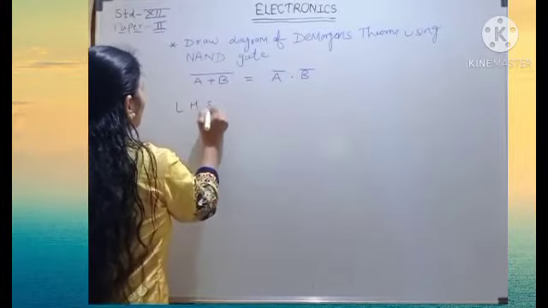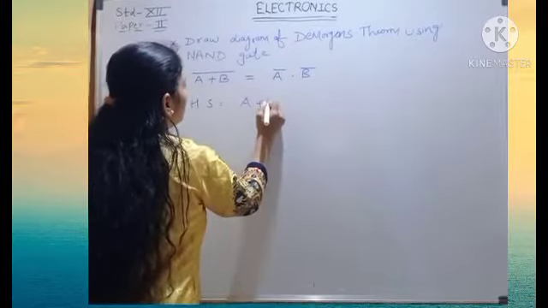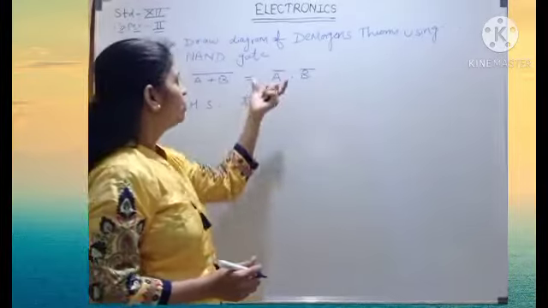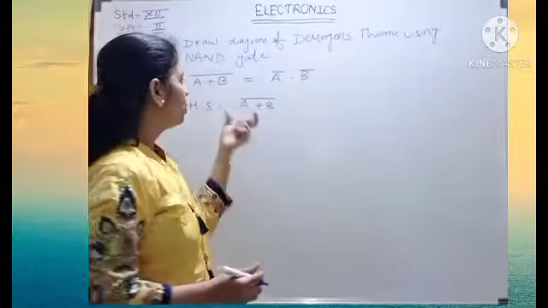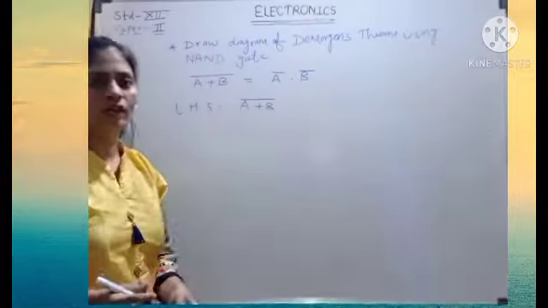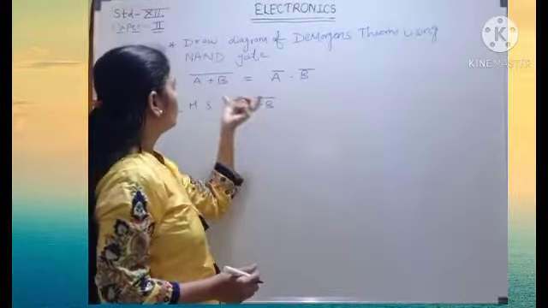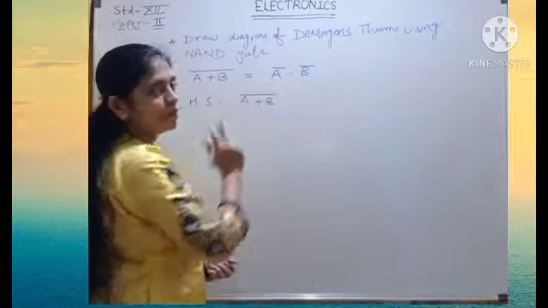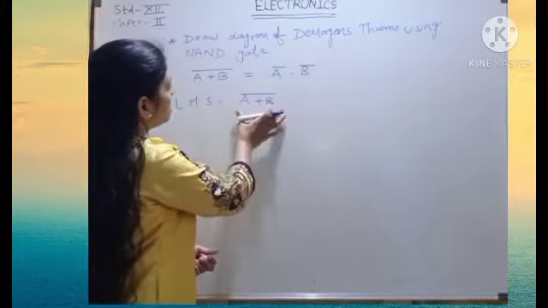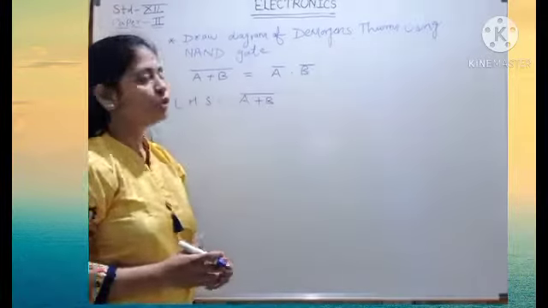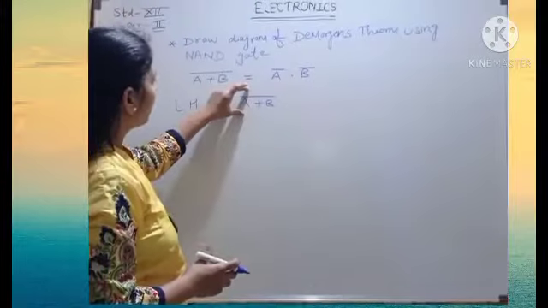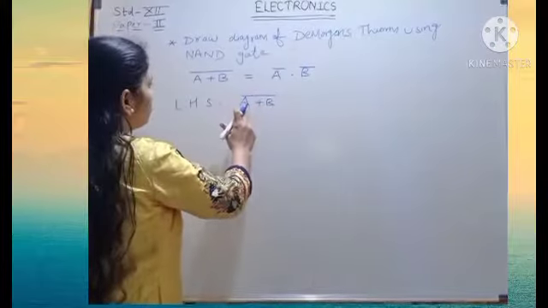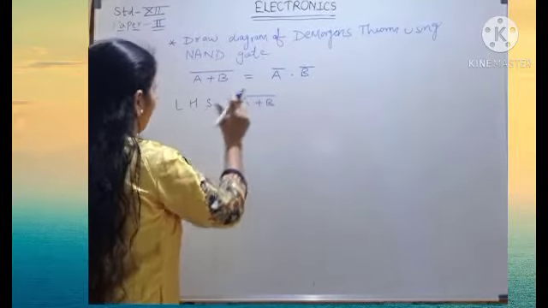So the LHS is equal to (A plus B) bar. And we have to draw the diagram by using NAND gate, not the normal OR and NOT gate. Here we want (A plus B) bar, which, as we know, is the equation of NOR gate. So we have to draw the diagram of NOR gate using NAND gate.